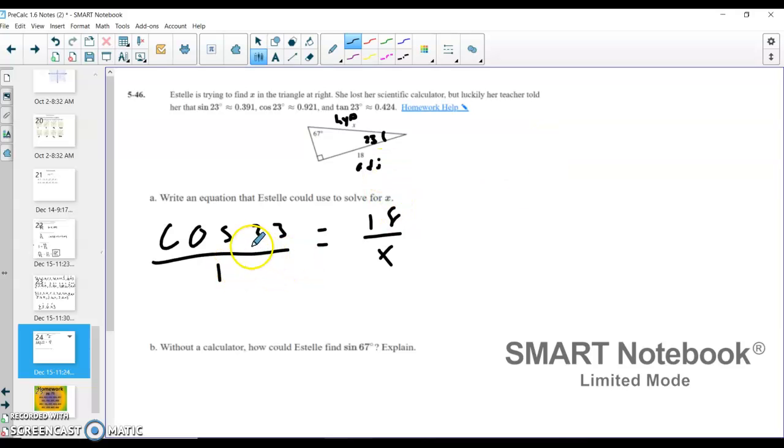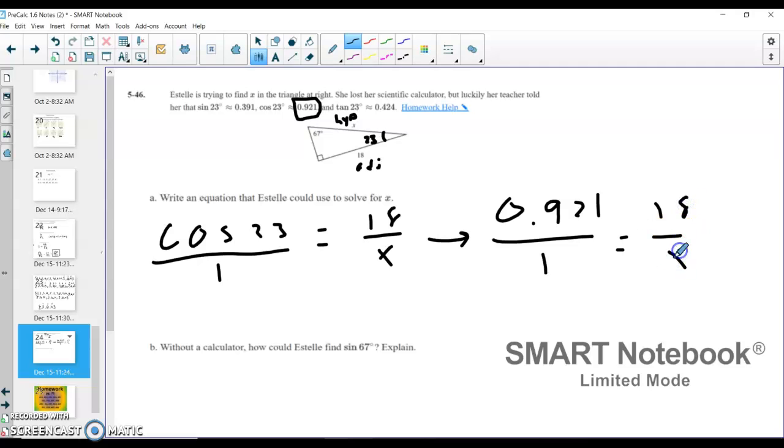As always, I like to put my cosine or any kind of trigonometry problem over 1 so I can cross multiply here. And before I cross multiply, I'm going to replace the cosine of 23 with the decimal that they're giving me up here. Okay, so this can be written as 0.921 over 1, just replacing the cosine with its decimal value, set equal to 18 over x, and I can cross multiply and solve. 1 times 18 gives me 18.